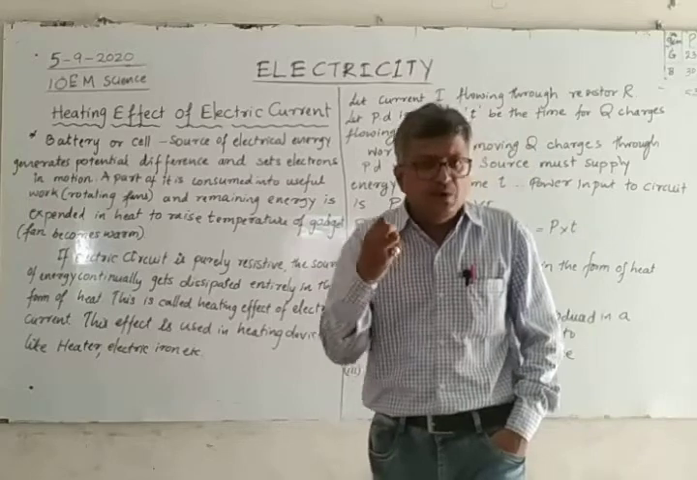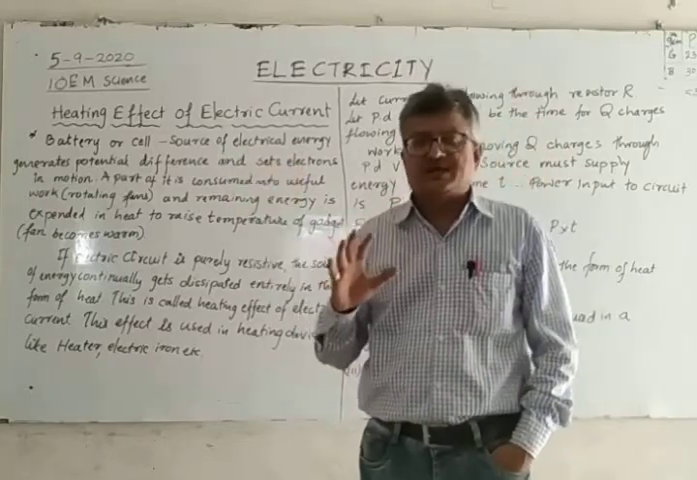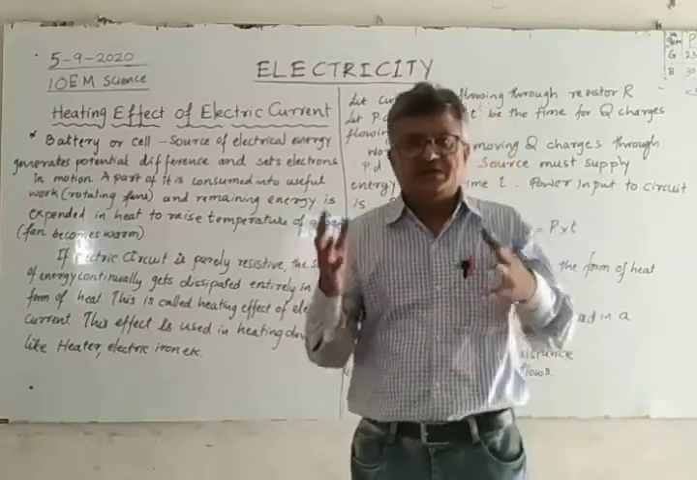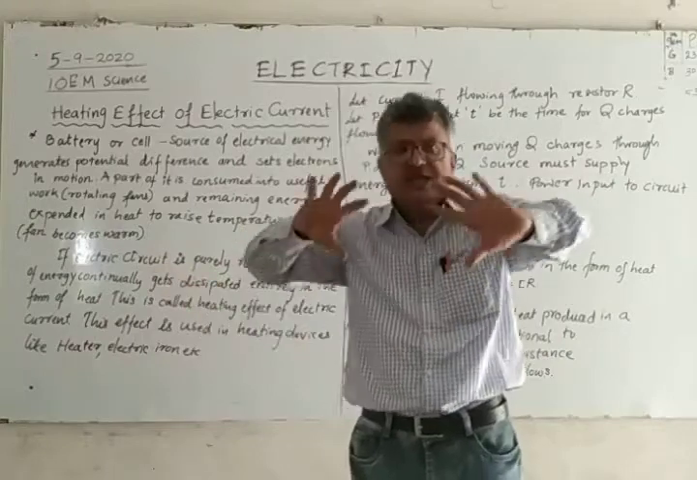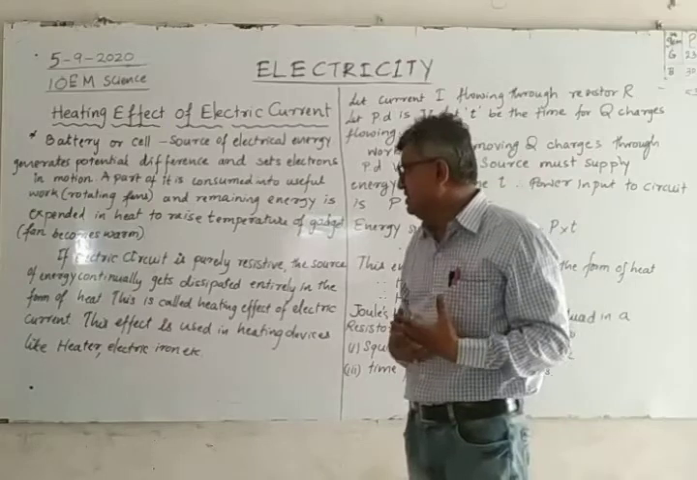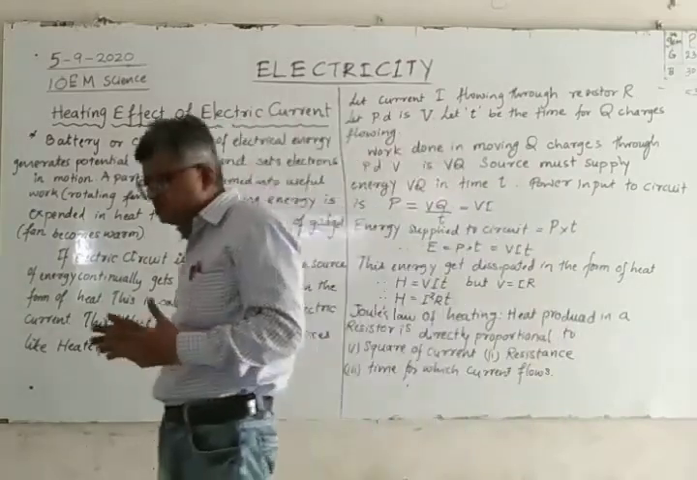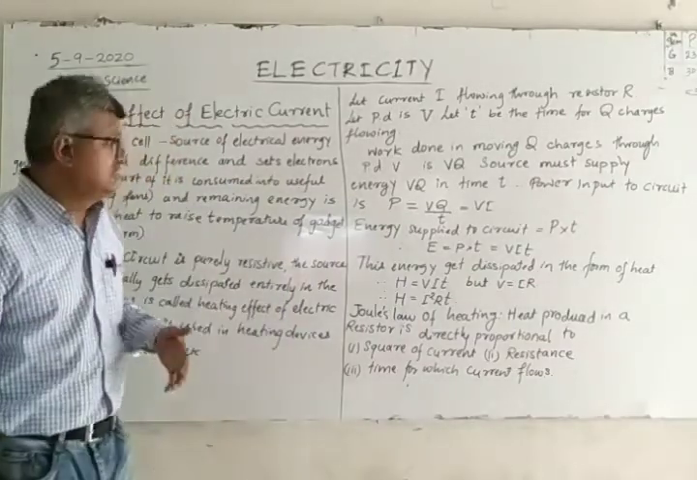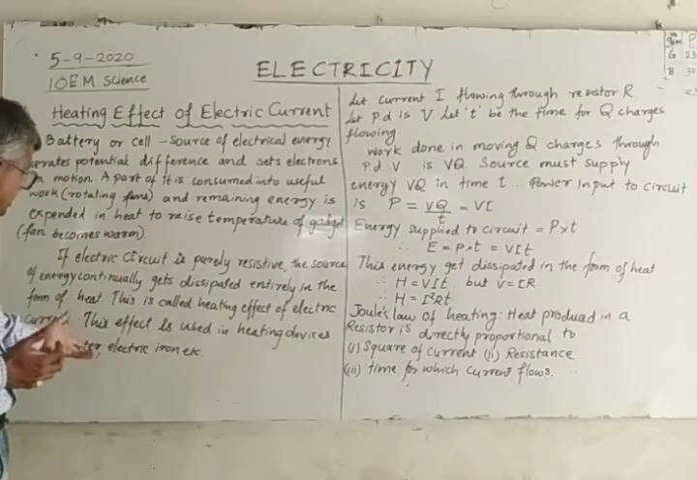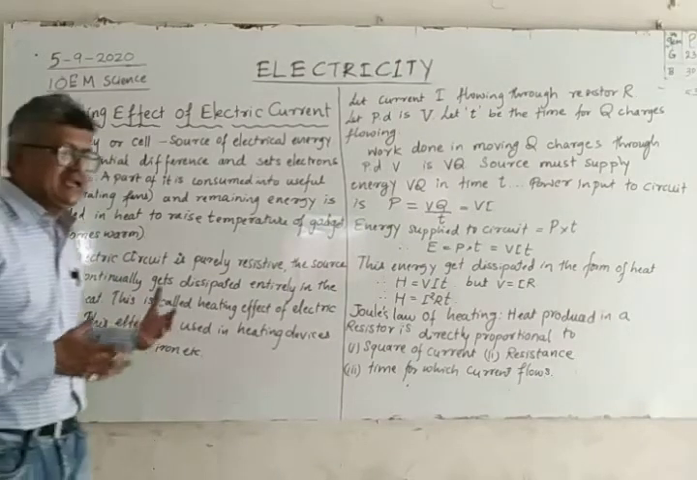If you take a pure resistor, provide a source of energy and allow the current to flow in that resistor, it will offer high resistance to the current and heat is produced. This is called the heating effect of electric current. This effect is used in heating devices like heaters and electric iron.